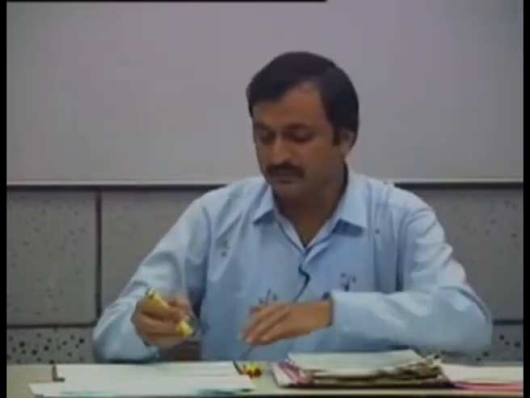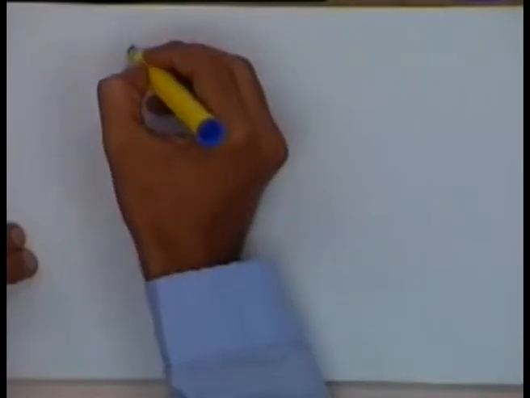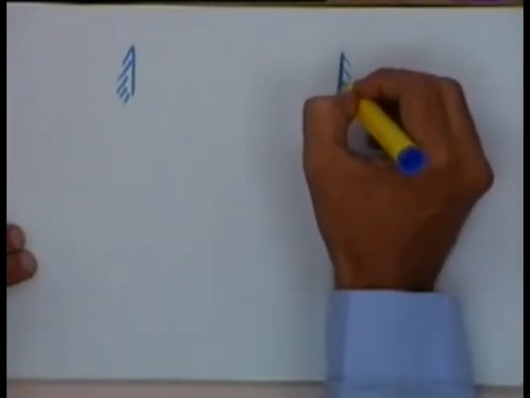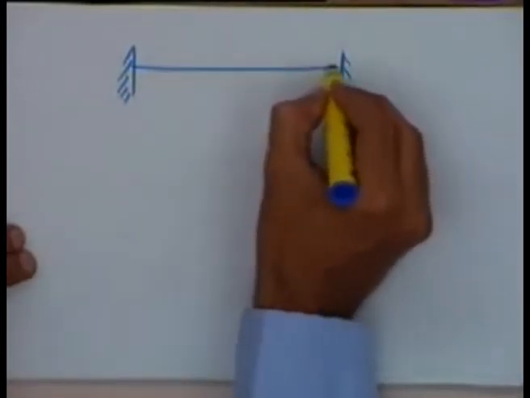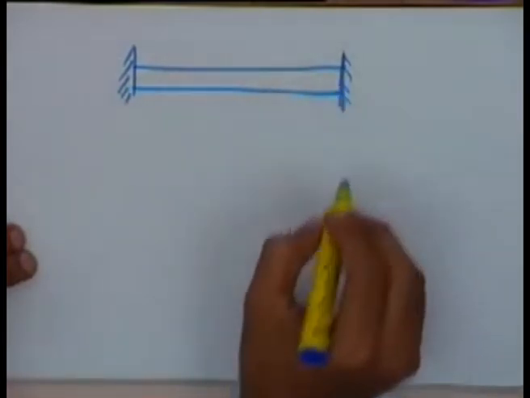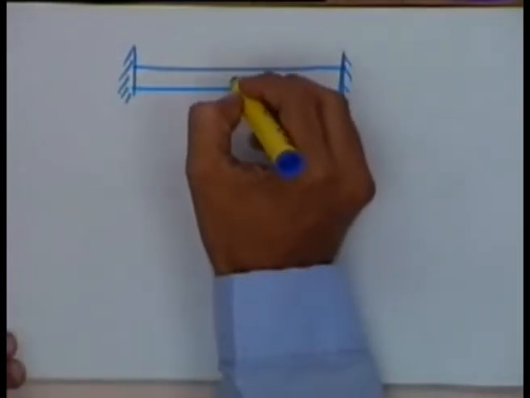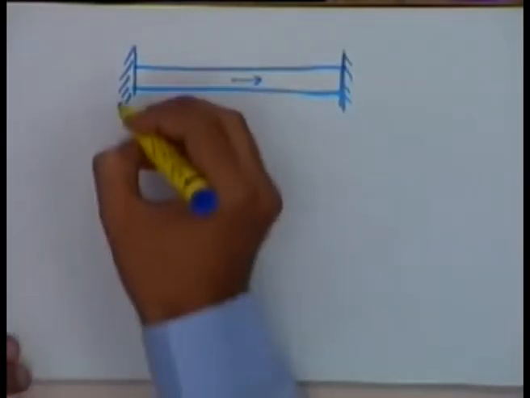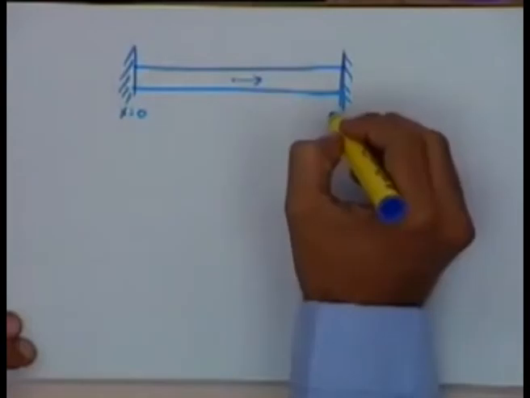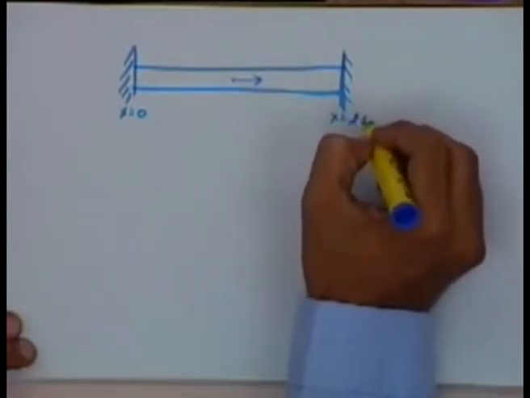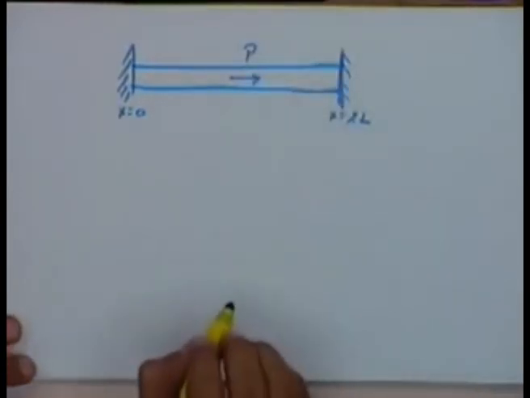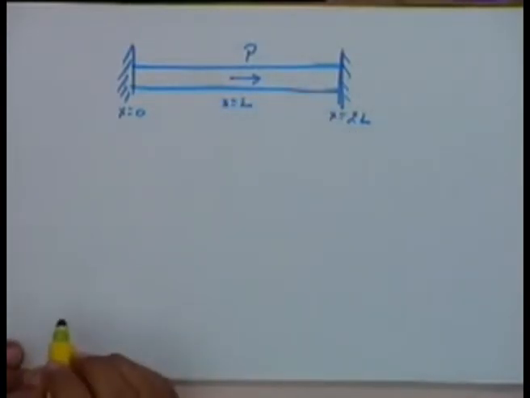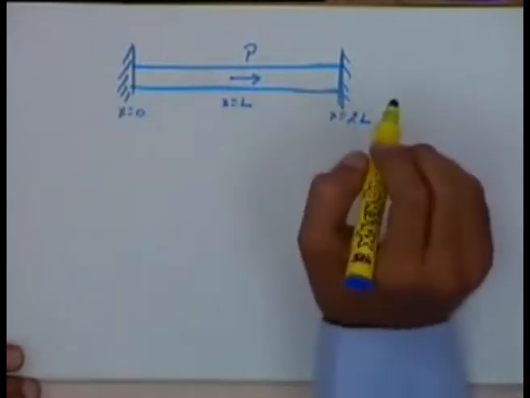What we will do is take the same example, except that we will make it a strictly one dimensional case with the loading also in the same direction. So this is x equal to 0, this is x equal to 2L, and this loading is P acting at x equal to L. We will make it a strictly one dimensional case.